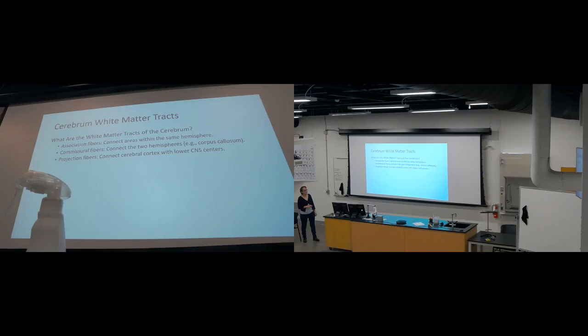So again, association fibers connect, for instance, regions within the same lobe, in the same side of the brain. If some axons cross between the right and the left hemisphere, that would be commissural fibers. And if the axons connect the spinal cord to the brain, that would be the projection fibers.